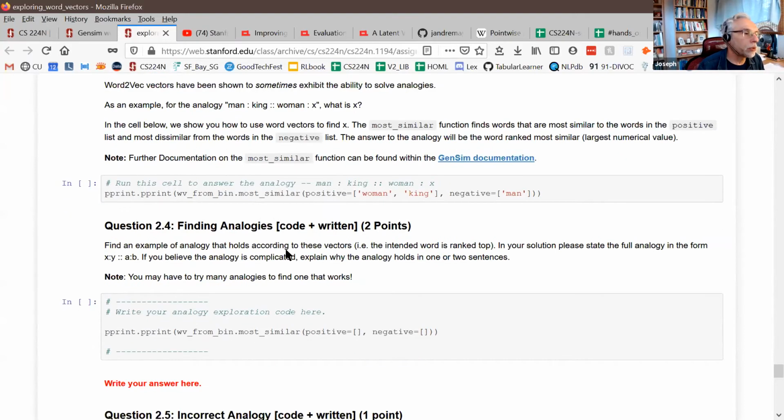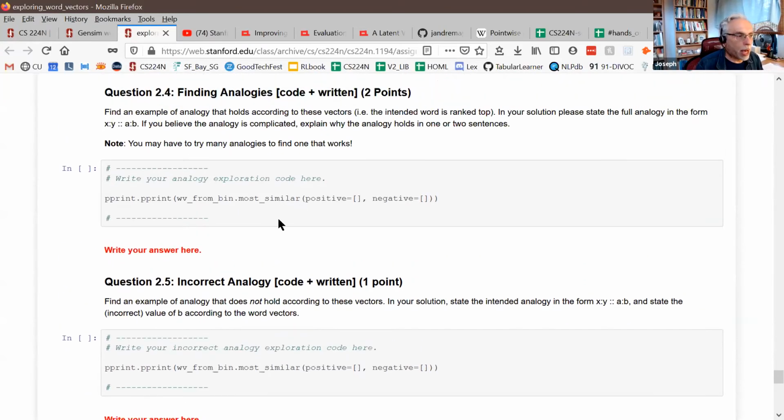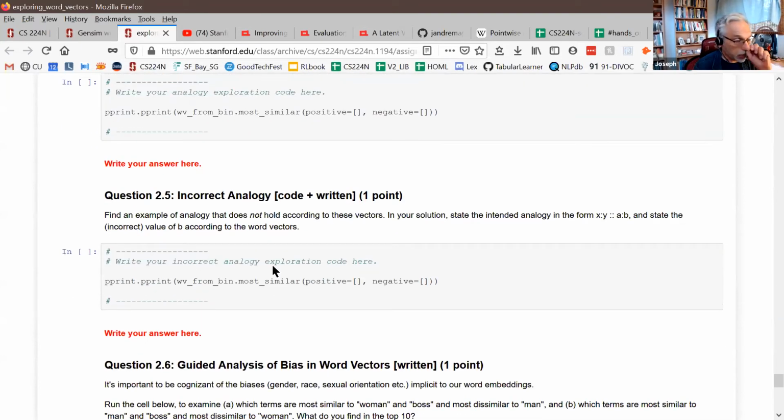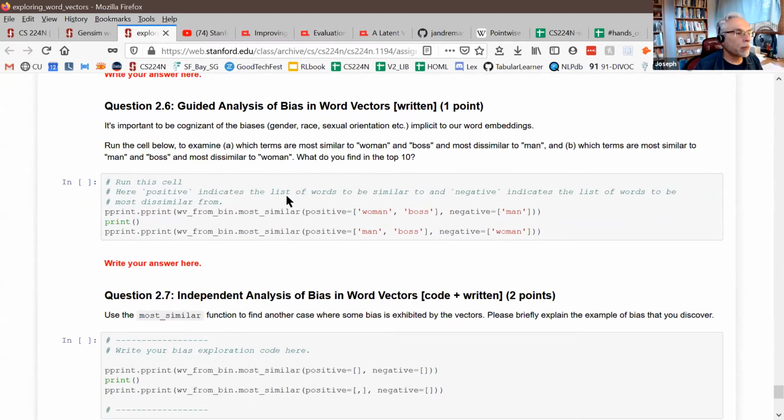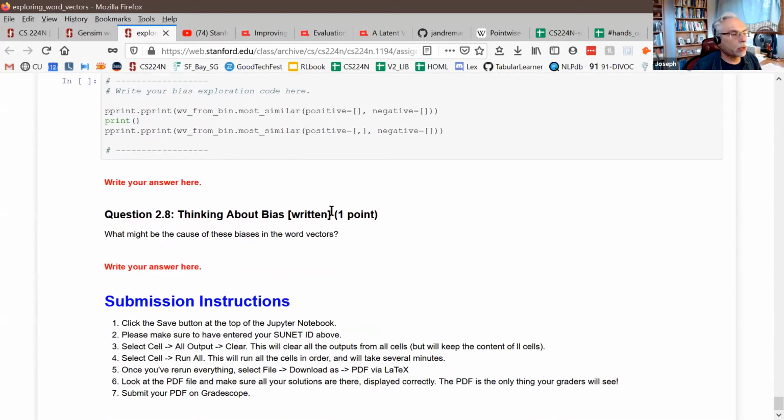And he actually goes through that exercise, and then they have you explore more analogies, and just play around and find some analogies that you expect to work, but they don't work. And then they talk about bias by looking at this analogy: man is to boss as woman is to what? They show you that language has implicit biases in it, and then they ask you to go and find some more of them. And then they ask you to think about why there are biases. So that's kind of a summary of the homework assignment.